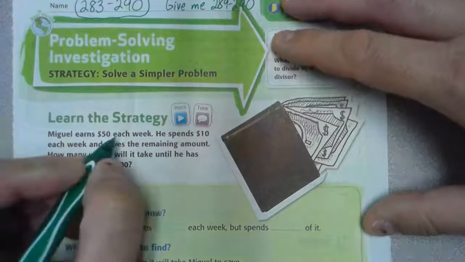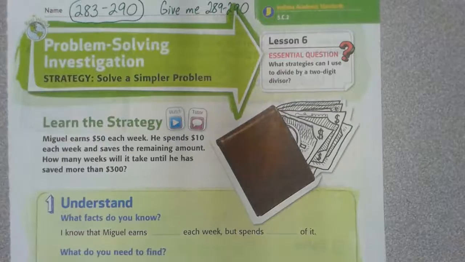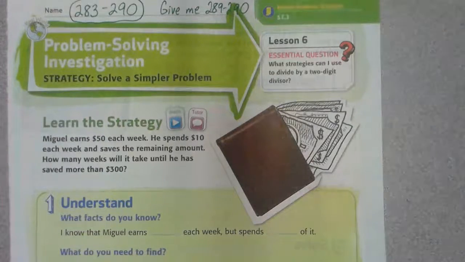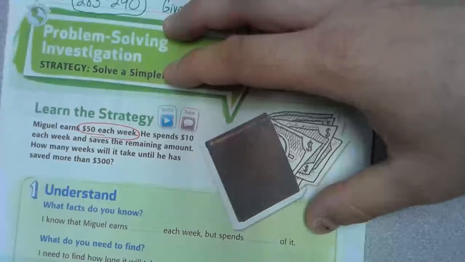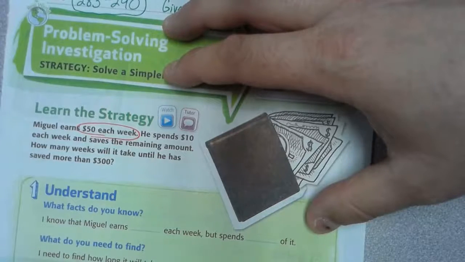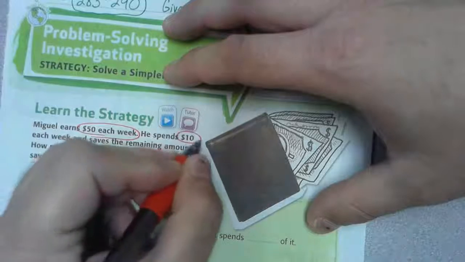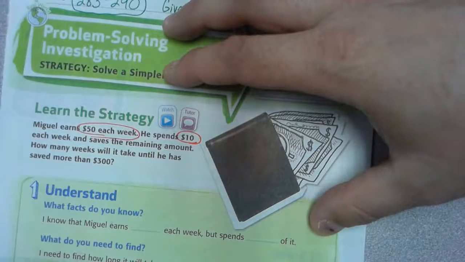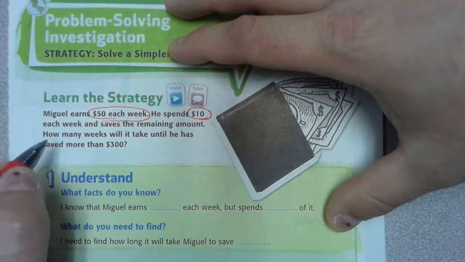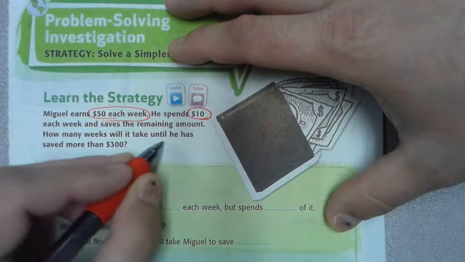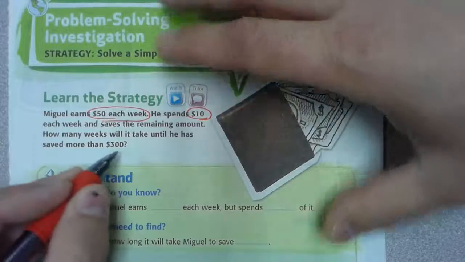Miguel earns $50 a week. Circle, I'm going to use my red here, circle the $50 each week. Go ahead and circle it. He spends $10 each week. So I'm going to circle $10 each week. And he saves the remaining amount. How many weeks will it take until he has saved more than $300?